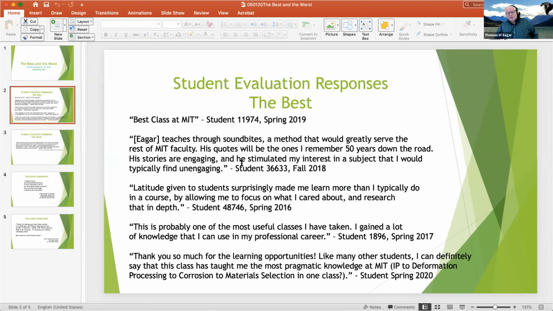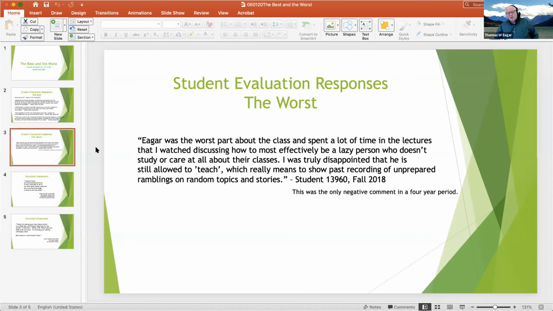The best is, you can read some of these. These are real student evaluations, okay? Best class at MIT. These are nice, pleasant evaluations. Probably one of the most useful classes. I gained a lot of knowledge I can use in my professional career, blah, blah, blah. The worst, frankly, this is the only really bad evaluation I had over 4 years. Eager is the worst part of the class and spent a lot of time in lectures discussing how to be lazy, blah, blah, blah. You can read it. He obviously didn't like the class.